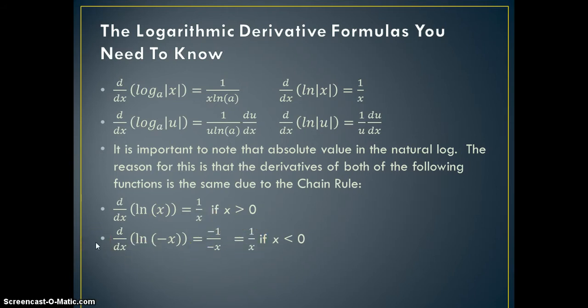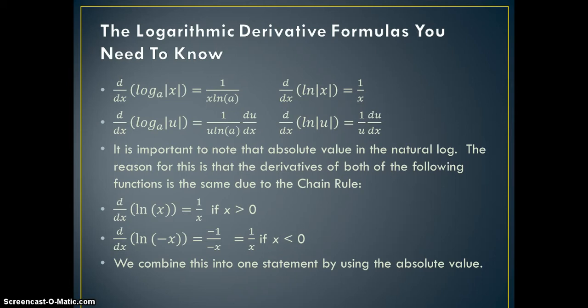So why not save ourselves some time? Remember, if we had x is bigger than 0, we could use natural log of x. And if x is less than 0, we can use negative x. The negative x will make anything that's negative into a positive. We then can combine this into one big statement by using the absolute value, and it makes our lives a whole lot easier.